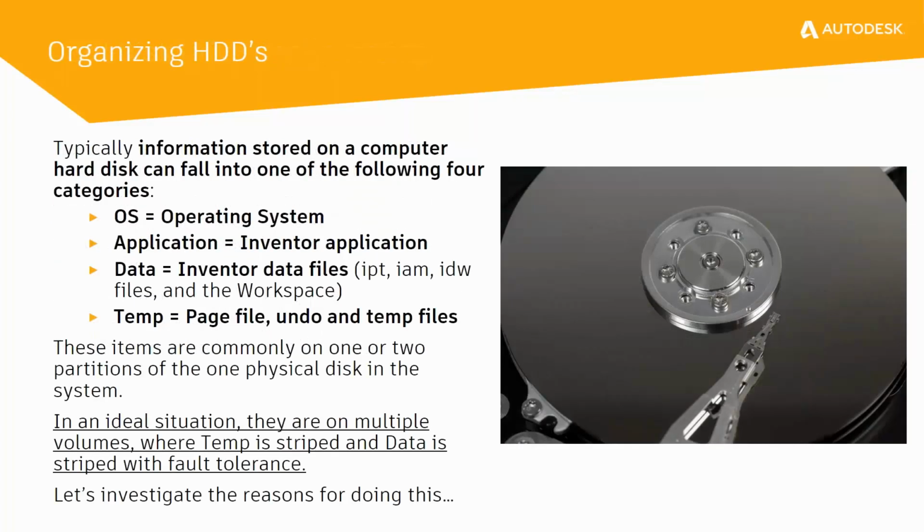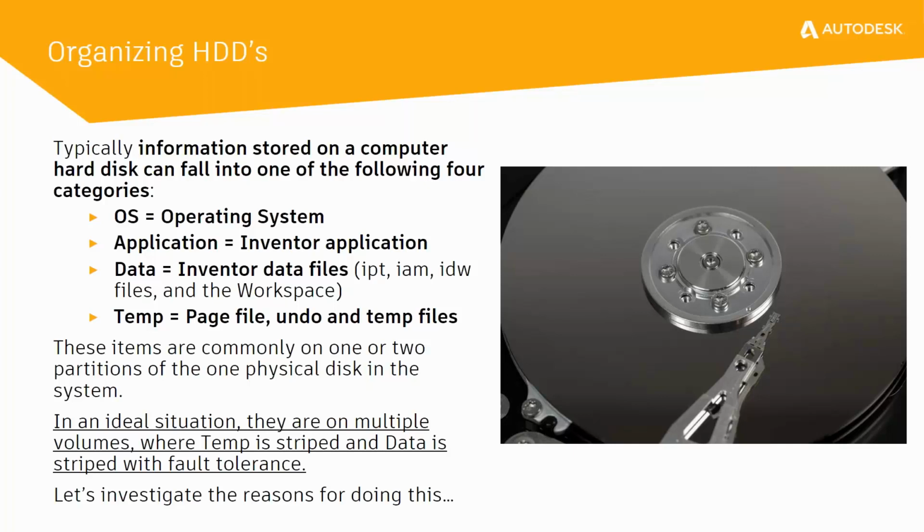How can you organize your hard drives? Well, typically there's 4 places where information is stored when using Inventor. There's the operating system, which is required to run Windows, which you're using to run Inventor. Then you have the application, which is the Inventor application that's running as well. Then you have the data location, which is where all your Inventor data files are located.